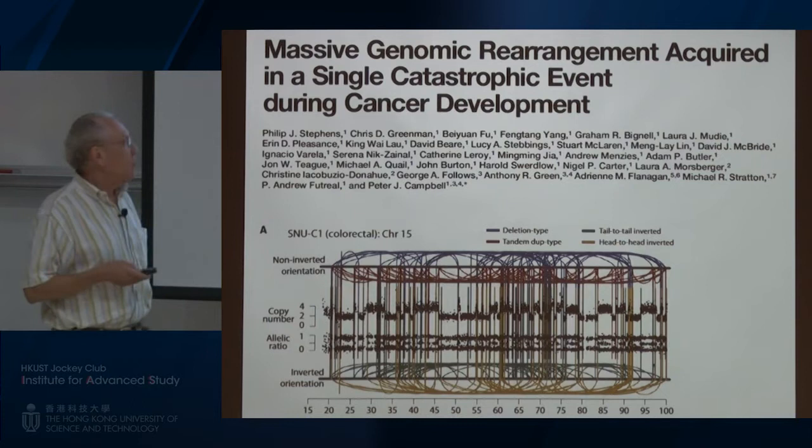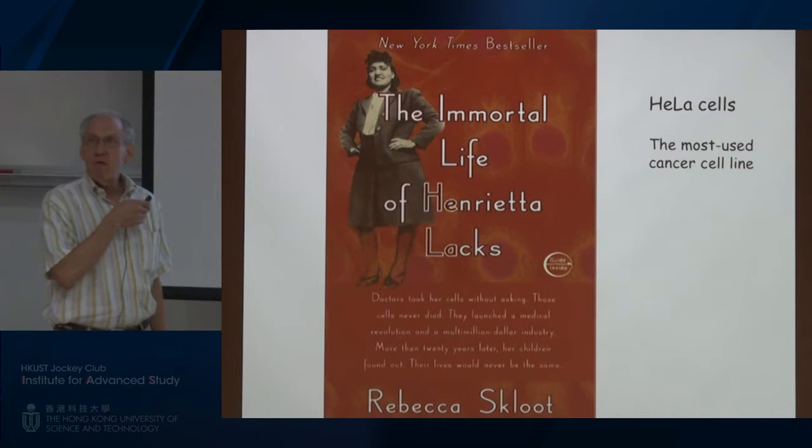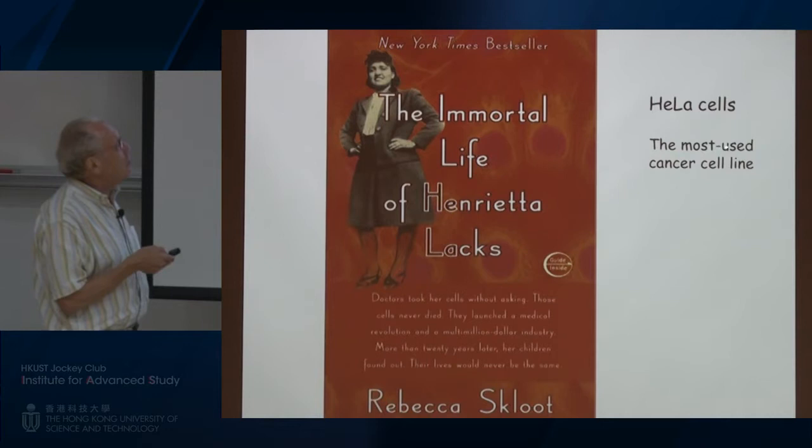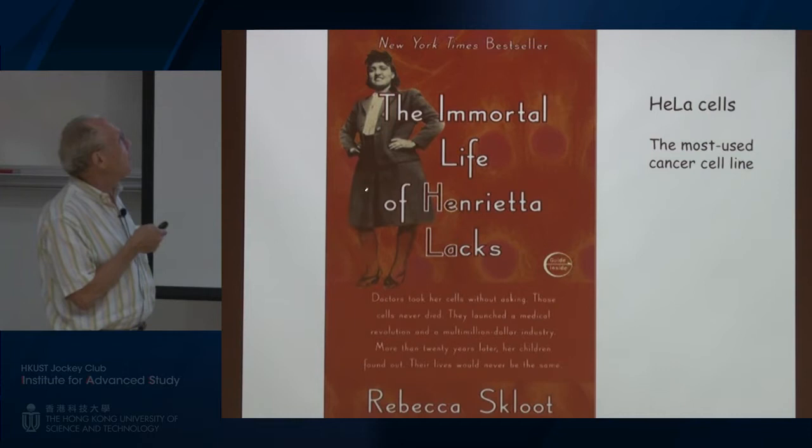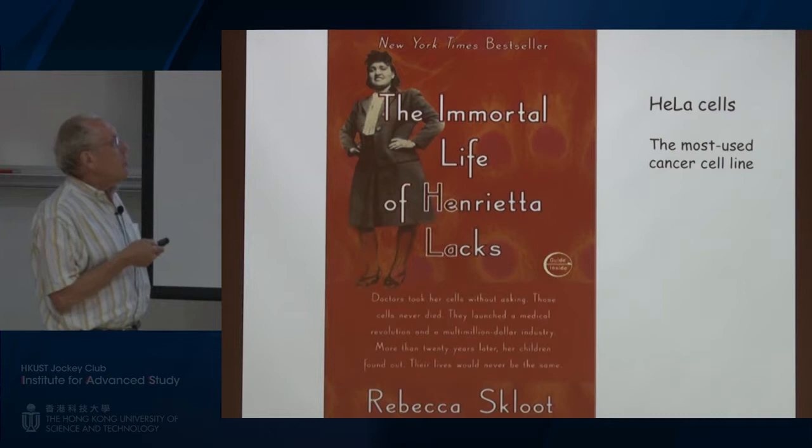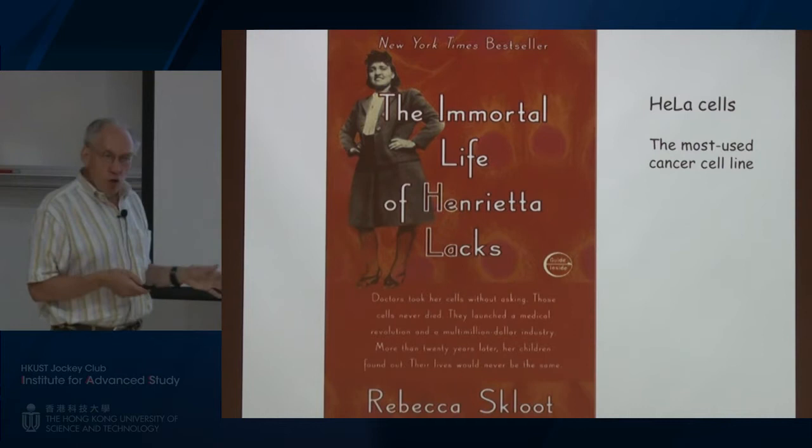But just to put this in a framework, have any of you read this book? It's an interesting book about the origin of the so-called HeLa cells, which were actually derived from a tumor from this woman named Henrietta Lacks. And Henrietta Lacks's cells have been used by more labs than any other cell line. And nobody knew what the basis of the cancer was in her, in the cell line.